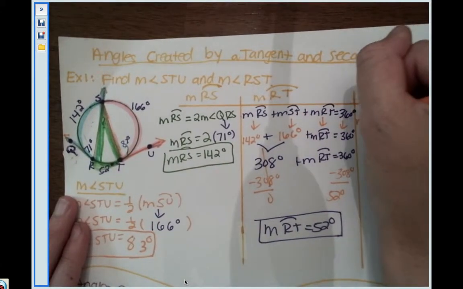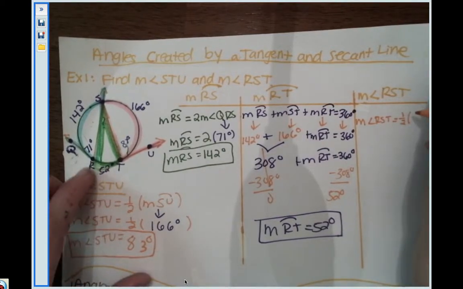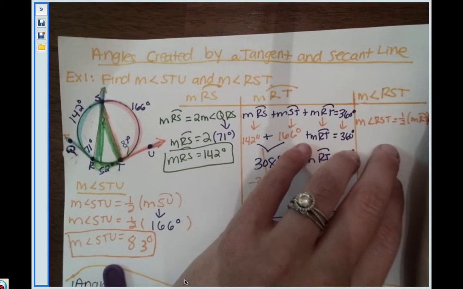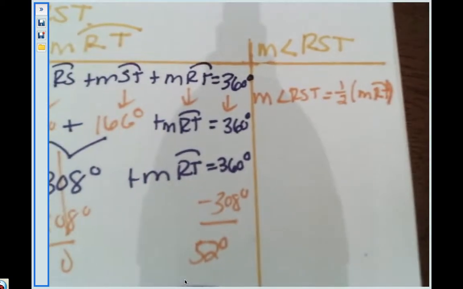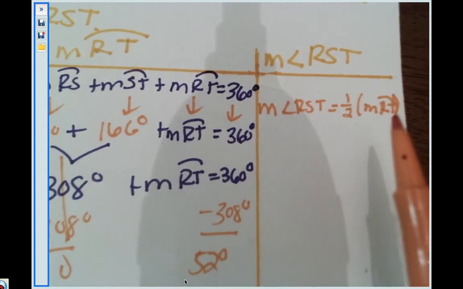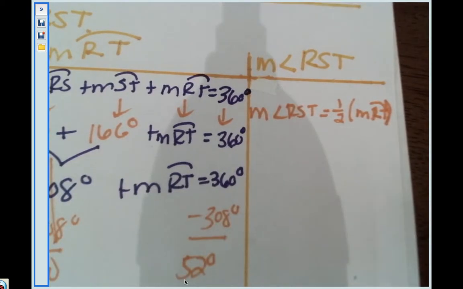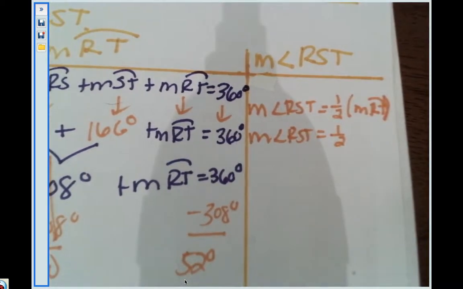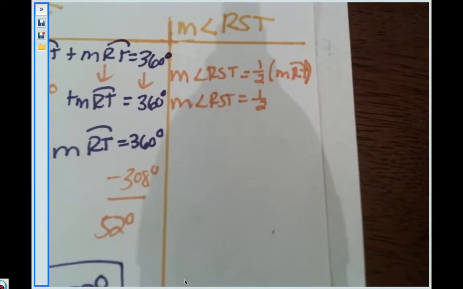Okay, so the measure of angle RST equals 1/2 the measure of its intercepted arc, which is arc RT. I'm trying to squeeze this in because I'm running out of space. I'm going to zoom in so you can see that better. I know that's really sloppy, so on your paper, make it look better than what I did. So angle RST equals 1/2 of arc RT, which is 52 degrees.